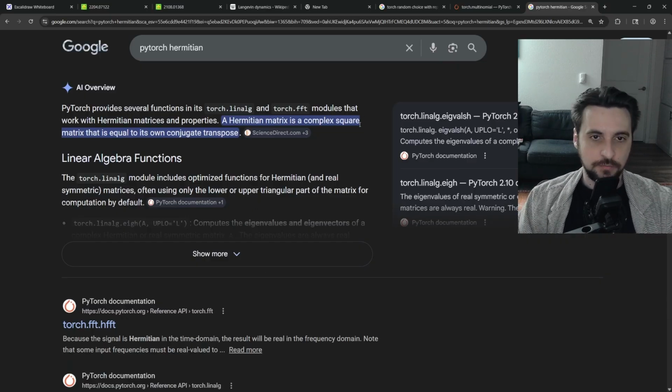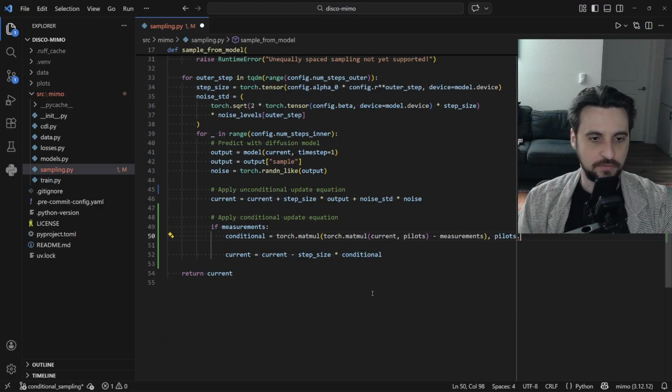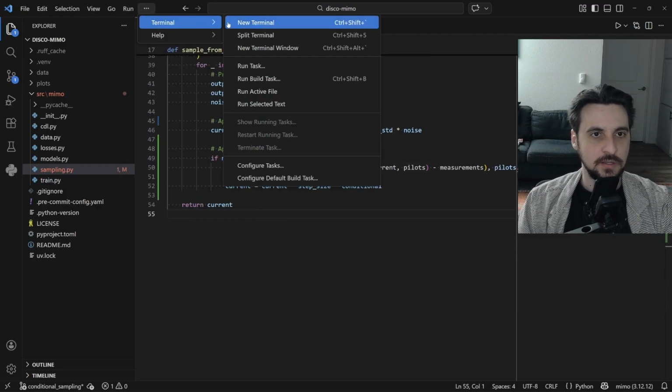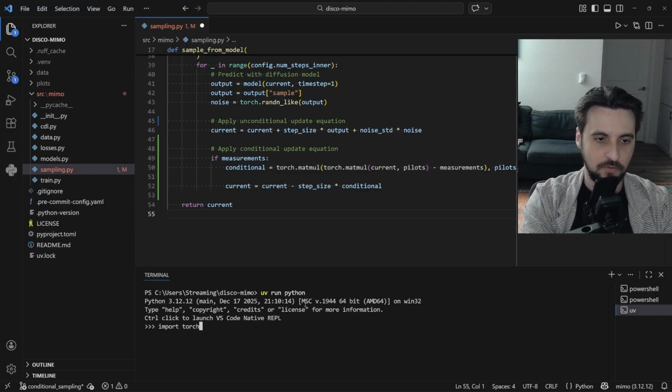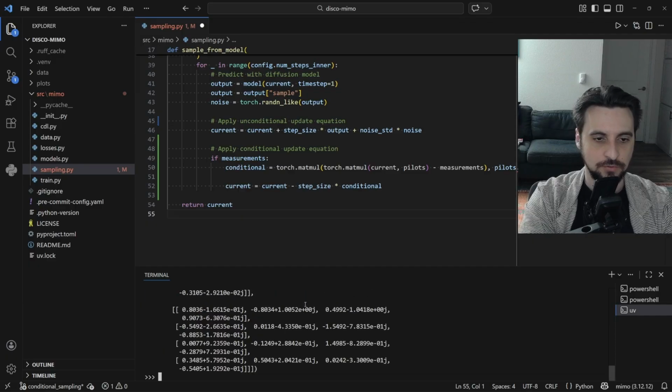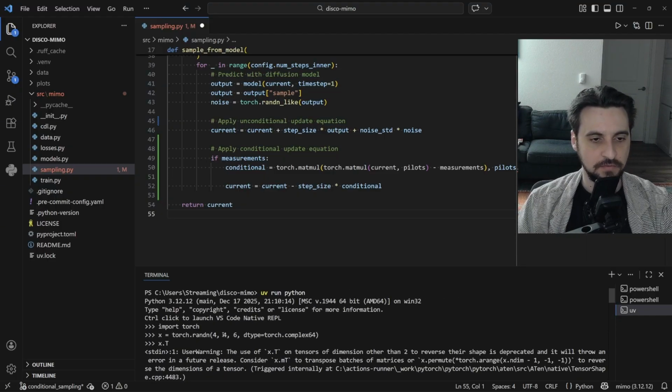Does .T work on complexes? Does it also conjugate, or do I have to do .t.conj? Also, I need this to work on, okay, let's just mess around with it, it's probably faster, because this is also in the batch operation. So let's say I have X equals torch.rand(n, 4, 4, 6, dtype=torch.complex64). If I do .t, what does this do? X.t.shape.